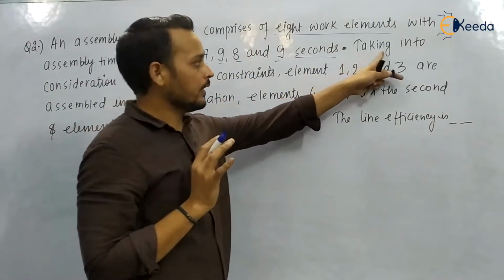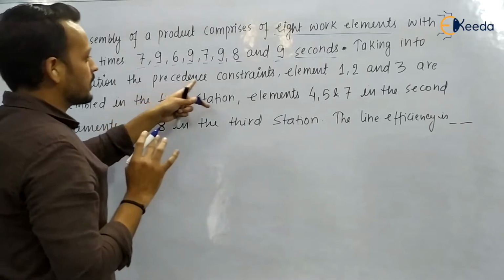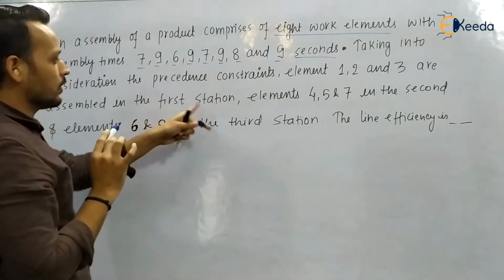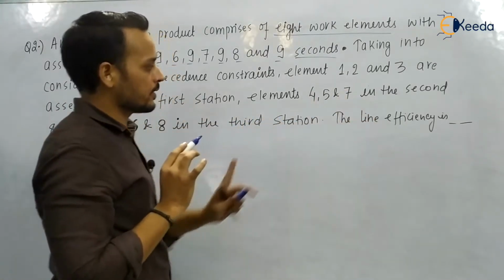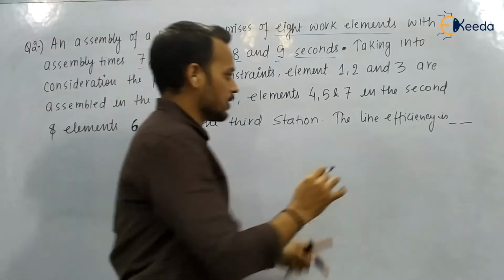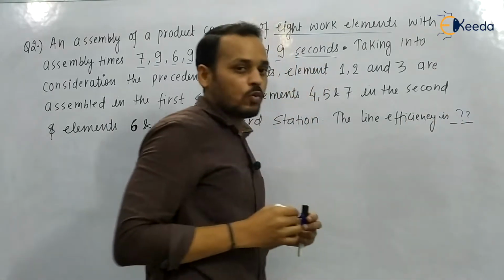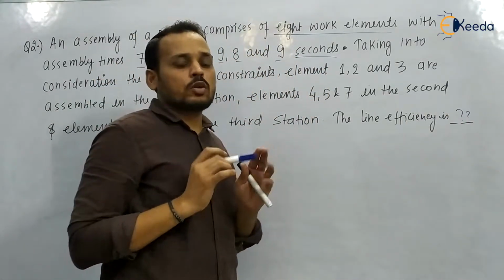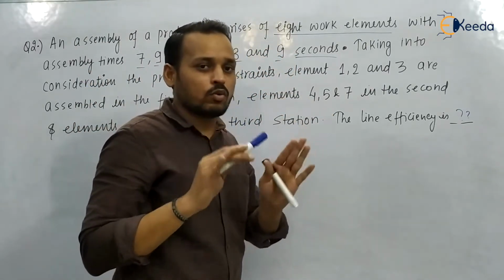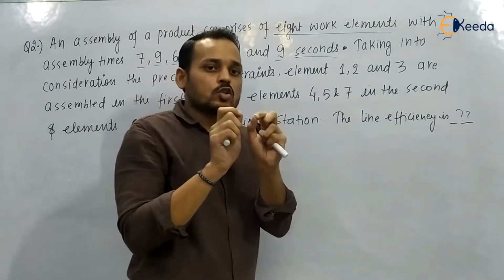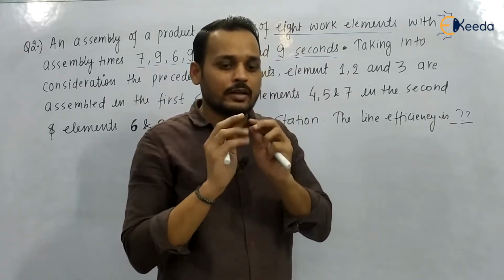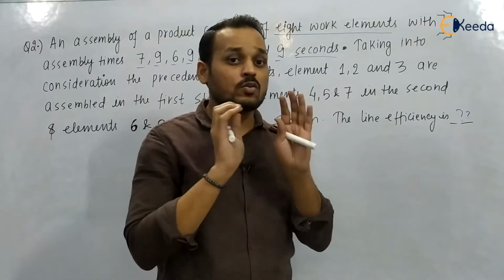Taking into consideration the precedence constraint, elements 1, 2 and 3 are assembled in the first station, elements 4, 5 and 7 are assembled in the second, and elements 6 and 8 are assembled in the third workstation. So the line efficiency is dash. They have got 8 work elements. Suppose the first one is turning, the second is drilling, the third is grinding, the fourth is milling. Each of the different jobs or activities is assigned as a work element, and each of these work elements is assigned to the various workstations.